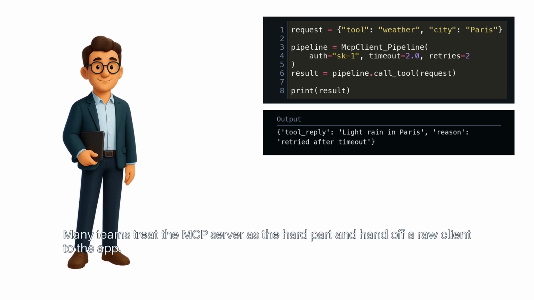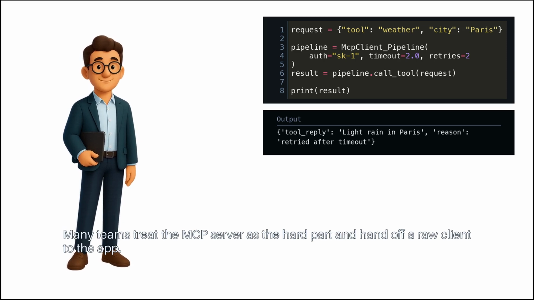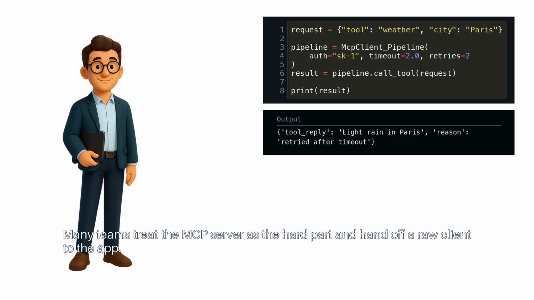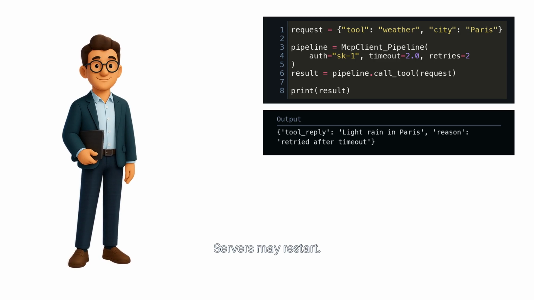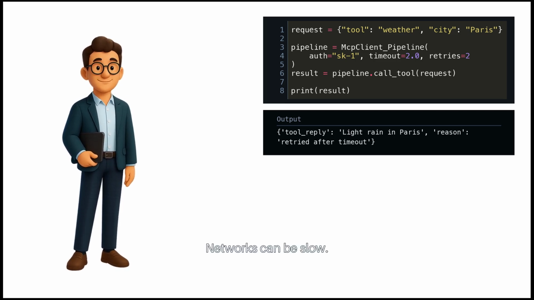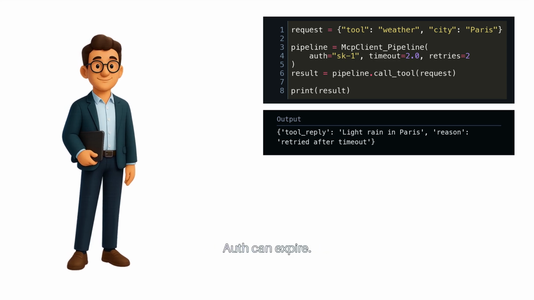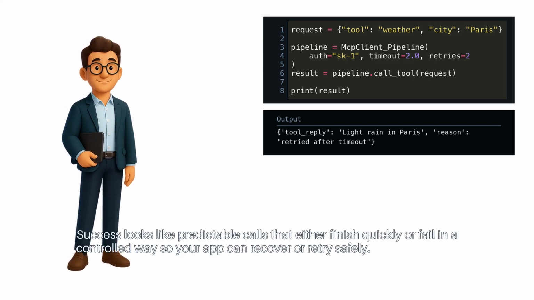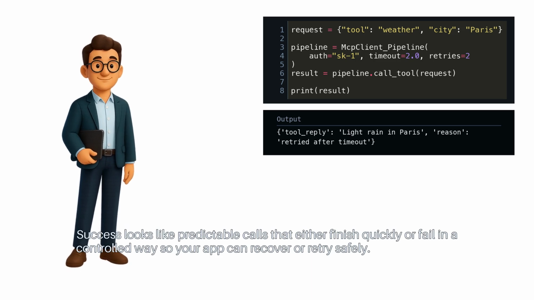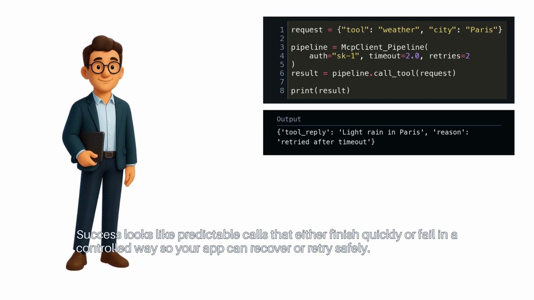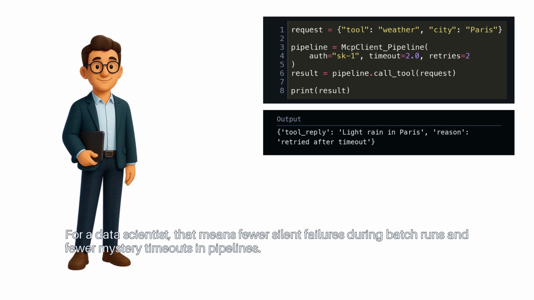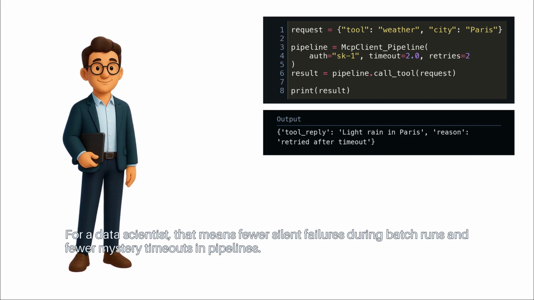Many teams treat the MCP server as the hard part and hand off a raw client to the app. That is where things break. Servers may restart. Networks can be slow. Auth can expire. Success looks like predictable calls that either finish quickly or fail in a controlled way, so your app can recover or retry safely. For a data scientist, that means fewer silent failures during batch runs and fewer mystery timeouts in pipelines.